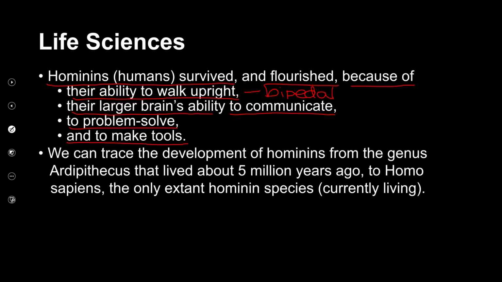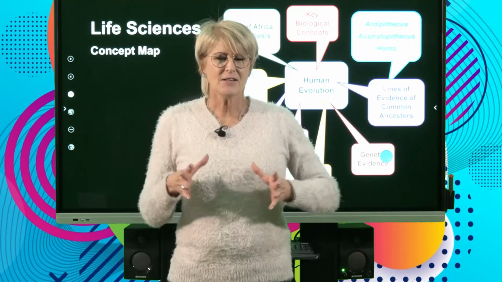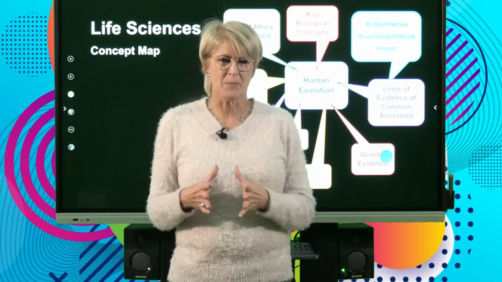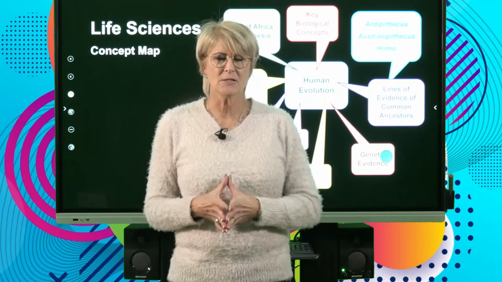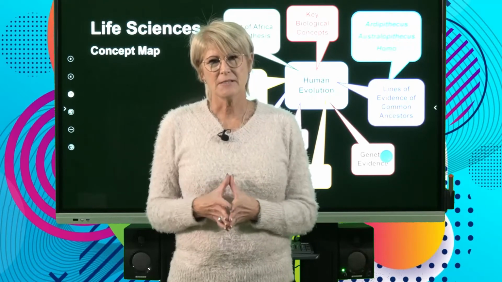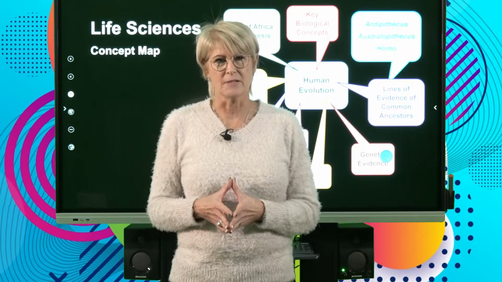Okay, so we can trace the development of hominins from the genus Ardipithecus. So that's where we're going to start. We'll have a look at Ardipithecus, and they lived about 5 million years ago, and all the way to Homo sapiens, which are the only extant hominin species today. Okay, so those are the key concepts that we've looked at. So we're going to take a short break, and we'll see you after that.